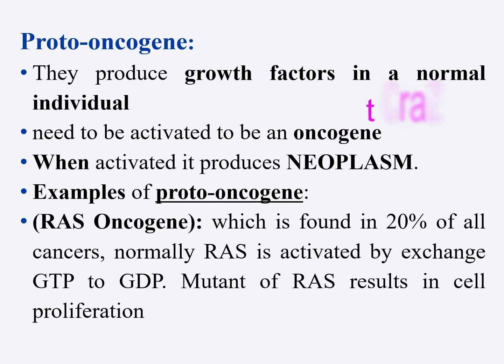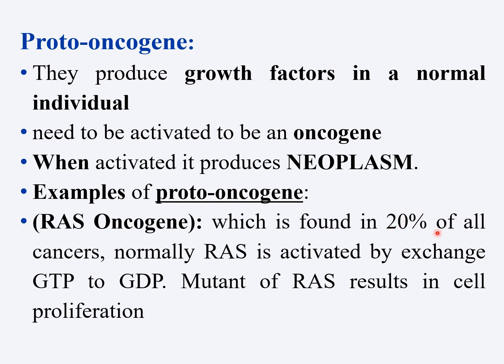So proto-oncogenes are genes that produce growth factor in a normal individual, but when activated, they are called oncogenes. So the proto-oncogene is the primary one, and the oncogene is the active one. When activated, they produce neoplasm. Let us take one example here of a proto-oncogene, which is called RAS oncogene. RAS is normally found in our body, and when it gets mutated, it will give neoplasm, as I have said before. And this type of oncogene is found in more than 20% of all cancers in human bodies.